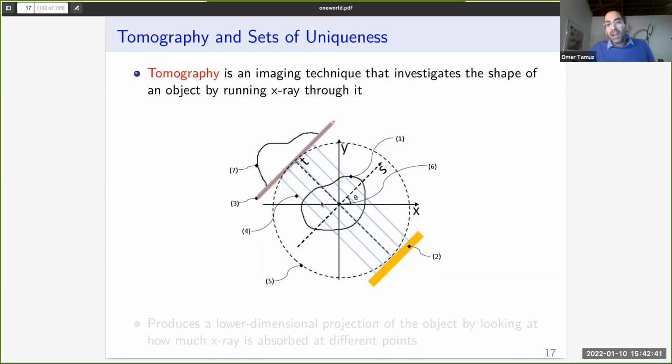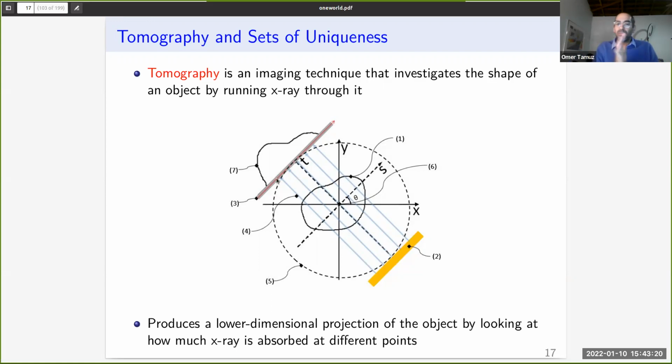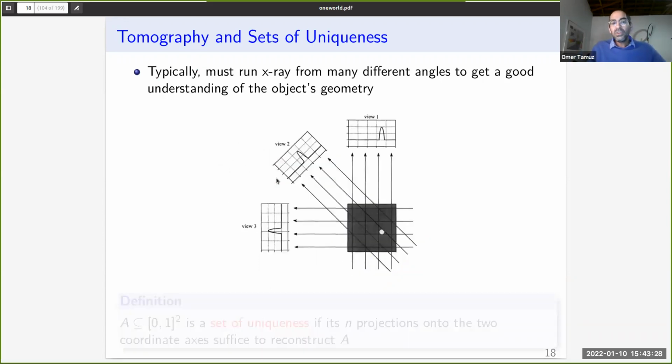And the point is, you do this not just in one direction, you do this in many directions. Then you try to reconstruct the shape of the potato by looking at all these projections in all the different directions. This line here is supposed to be the projection of the potato in this direction. It's not just an interval that starts here and ends here. It shows you how much mass there is above each point, because that corresponds to how much light got absorbed on the way from the lamp to the detector. So we look at these lower dimensional projections of the object, it is x-rays, I guess, and try to reconstruct the object from that. Usually this is done from many different angles, but we're just going to look at the case where you project twice, once on the x-axis and once on the y-axis.